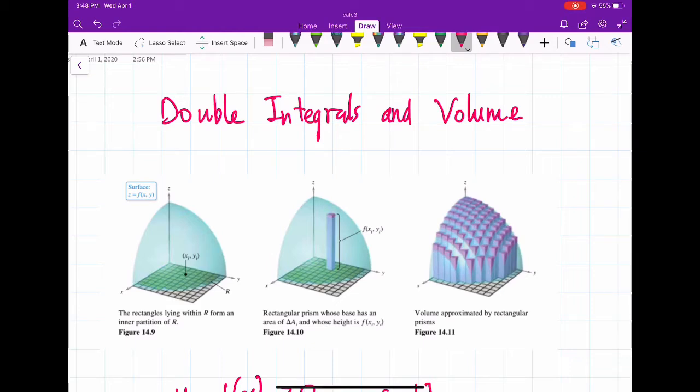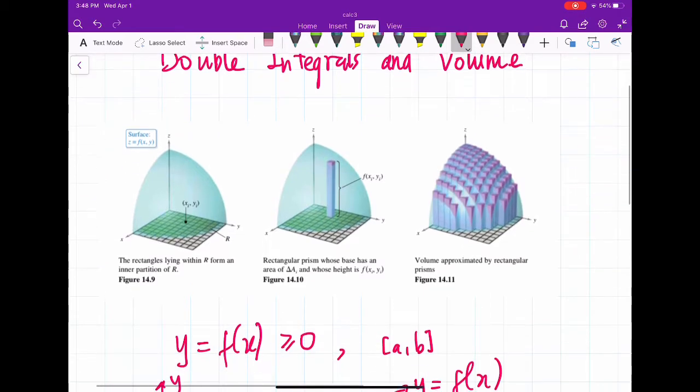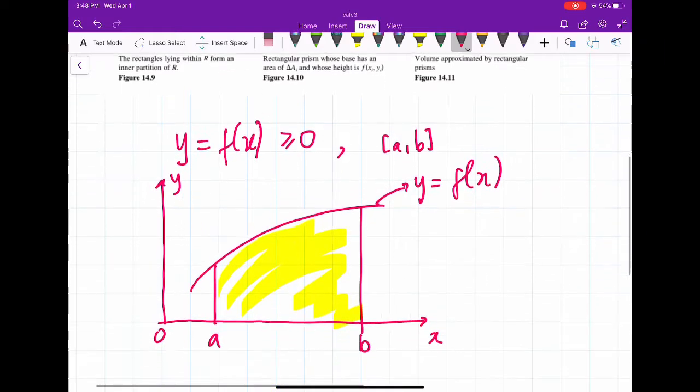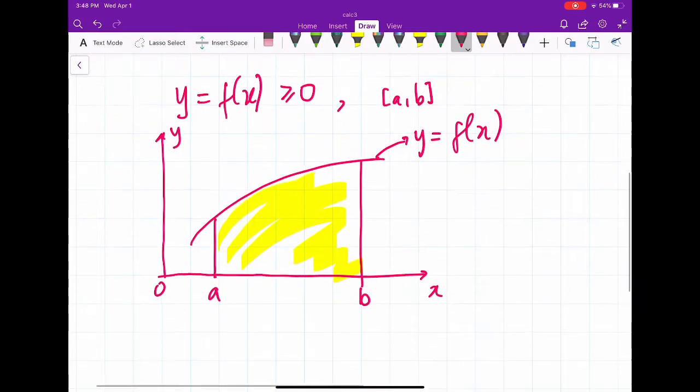Hello. In the previous video, we studied iterated integrals, and we use iterated integrals to solve the area problem in calculus 1. Today, we study double integrals, and we learn how to use such integrals to find volume of a solid region. Before that, I would like to remind you the main idea how to solve the area problem in calculus 1. So look at this picture.